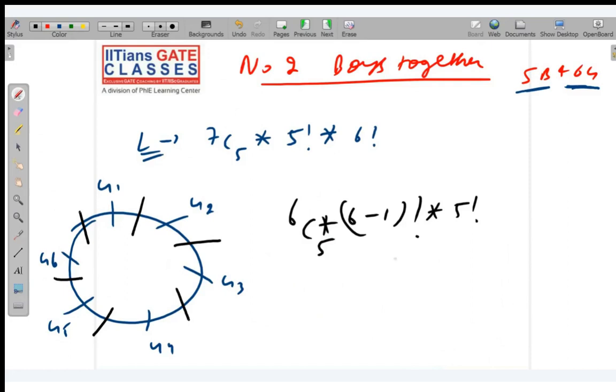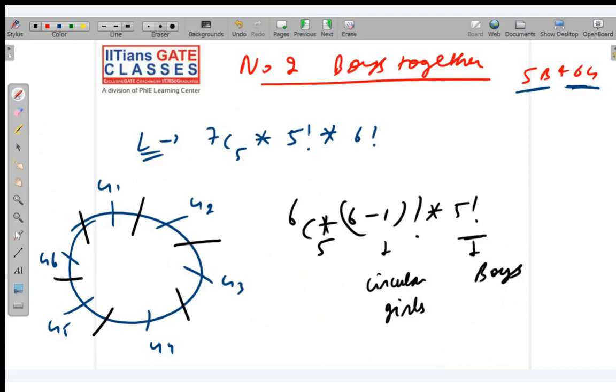Okay, so the answer will be 6 minus 1 factorial into 5 factorial into 5 factorial. So why 6 minus 1? Because I have arranged the girls in a circular fashion. Let me write it as a hint: circular girls. And then we will arrange the boys.